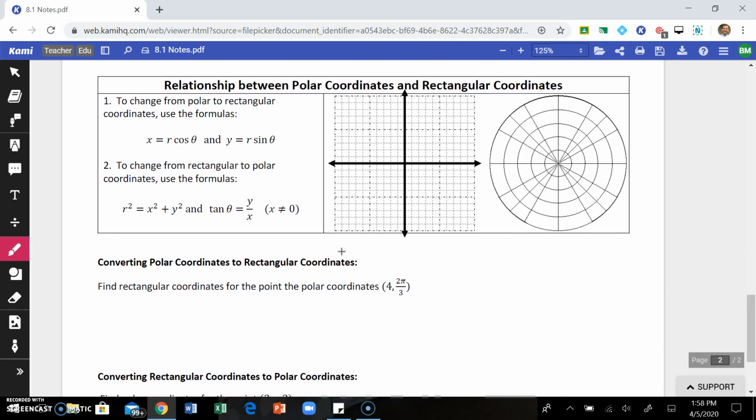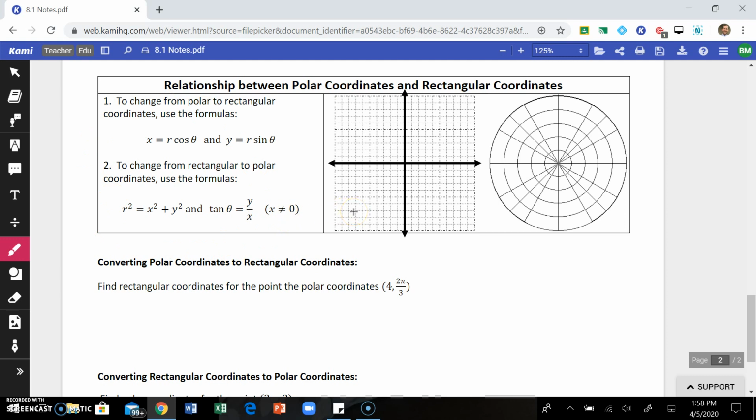Okay, so this last part talks about how we can take a coordinate point and call that same exact location in terms of rectangular coordinates, x comma y, and polar coordinates, r comma theta. And it will be the exact same location. And these formulas help us do that.